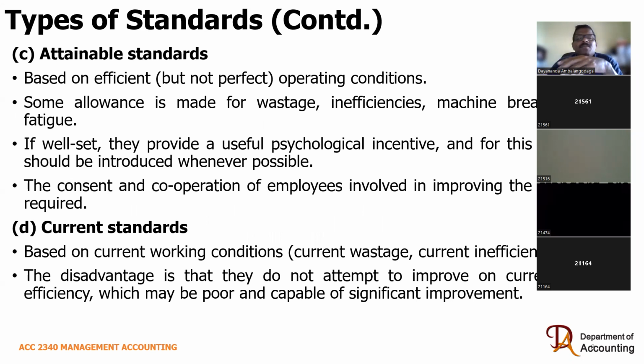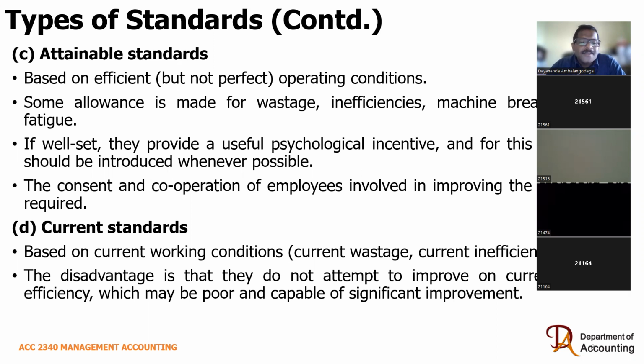Then attainable standards means based on efficient operating conditions, but not perfect. Some allowances are made for wastage, inefficiencies, machine breakdown, etc. If well set, they provide useful psychological insight. Psychologically, the employees feel it's achievable, reachable. The consent and cooperation of employees is involved in improving the required standard. So if you give attainable standards and employees actively participate, they are encouraged and motivated to work on these standards and to achieve them.